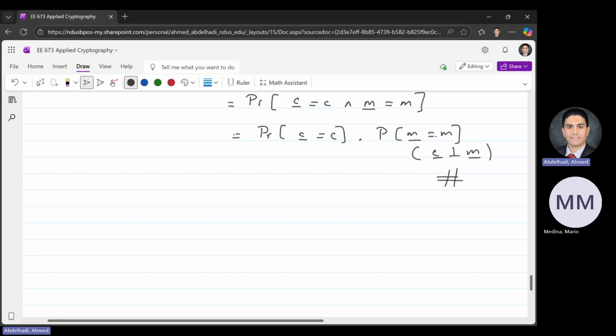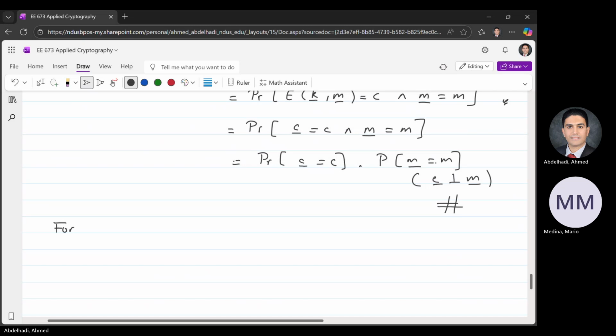I'm just going to mention that for perfect security, keys must be at least as long as the message.